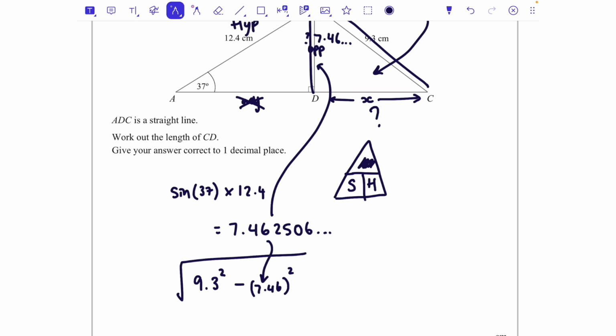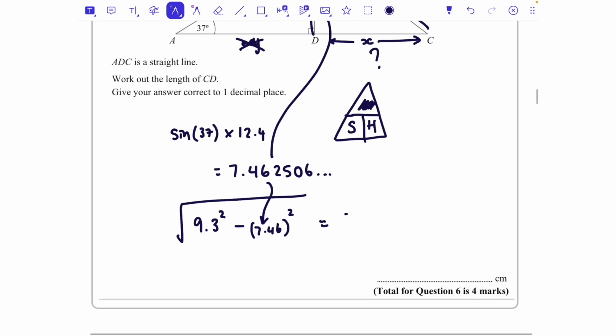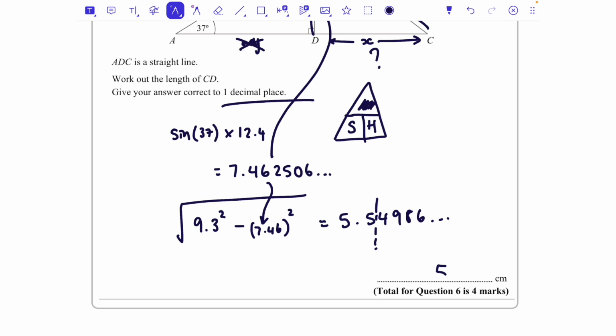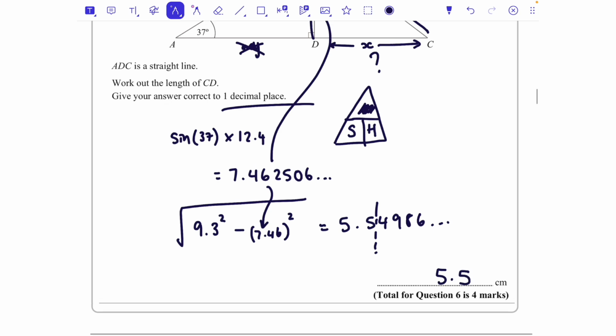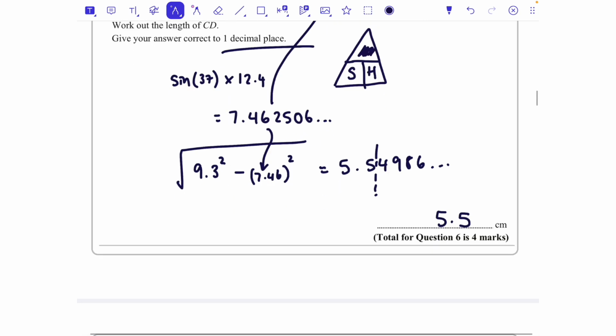Now it's a subtract because you have the hypotenuse, you have the longest side. So I'm going to do 9.3 squared. In my calculator, I'm actually typing minus that answer squared, and then I'm square rooting it, and that gives me an answer of 5.54986. We were told to round it to 1 decimal place. So 5.5 is going to be your final answer for the value of DC or CD.